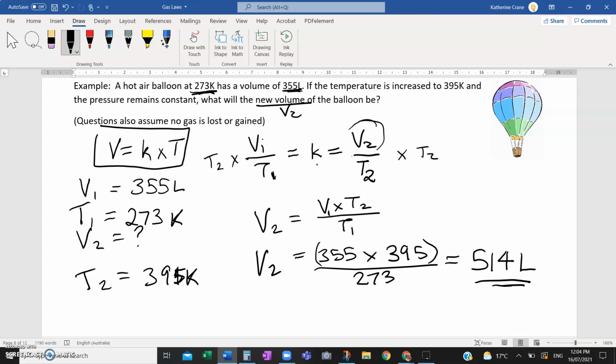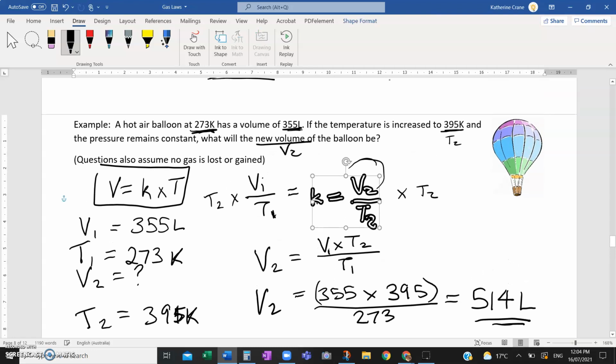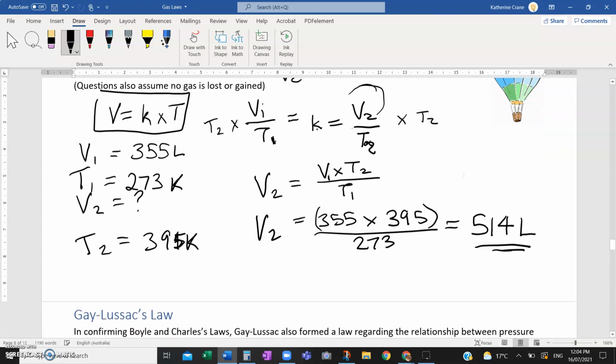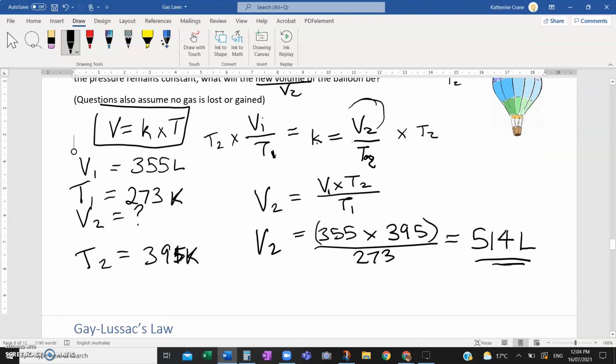and T2, 395K. It's really good when you're doing these practices to actually write these things down. So 355, that was V1, and that is T1, okay, and T2, V2. So to get V2 on its own, there's V2 here, it's divided by T2. Multiply this side of the equation by T2, and you get the formula V2 is V1 times T2 over T1.